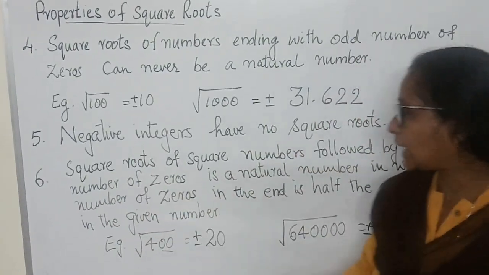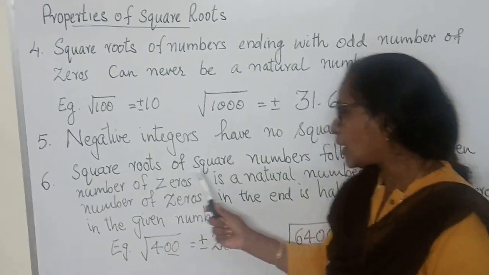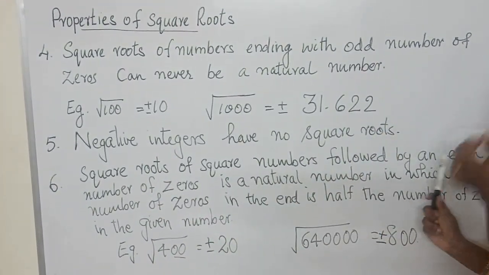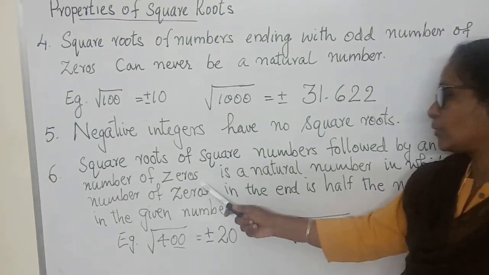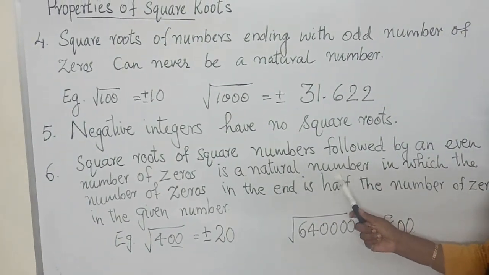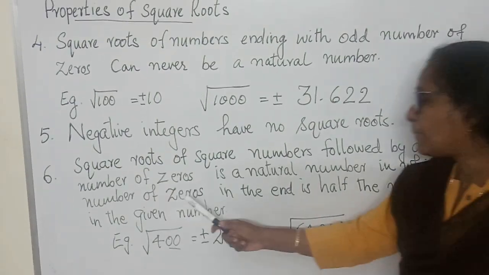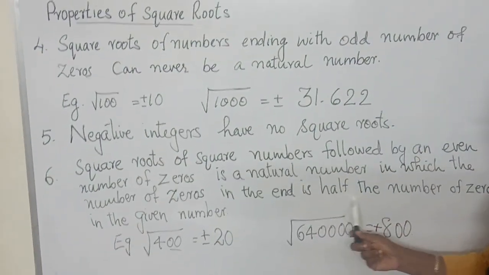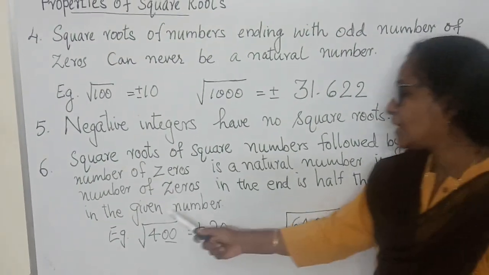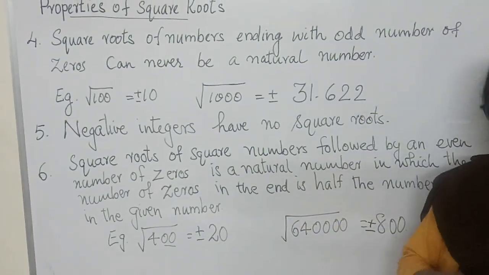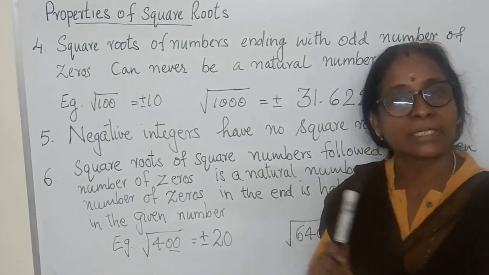Now the next property: the square root of a square number followed by an even number of zeros is a natural number in which the number of zeros at the end is half the number of zeros in the given number. The rule is so long, but it is very simple.